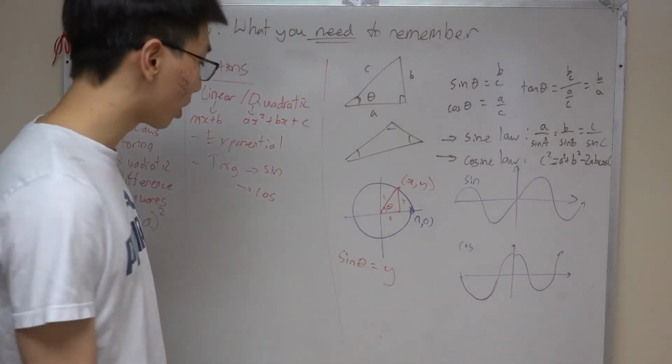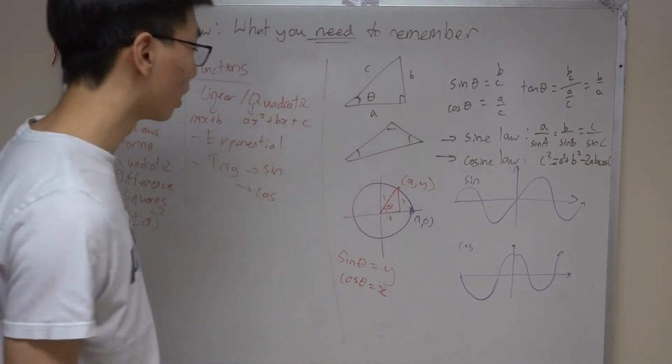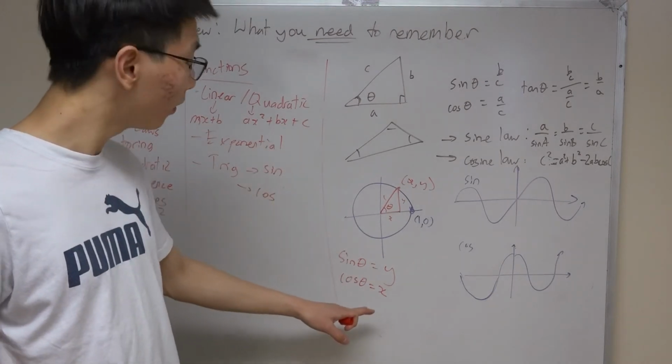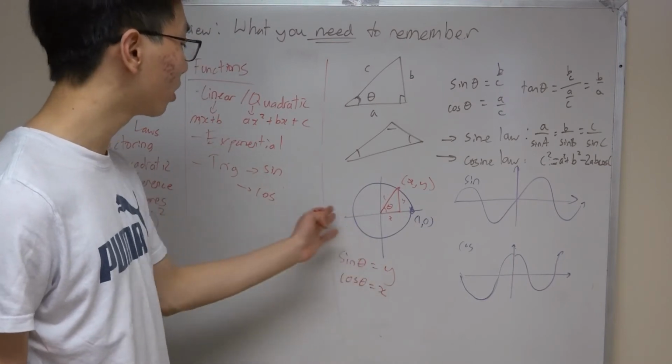Similarly, you could do the same thing with cosine and find out that cosine of theta is equal to x. If any of that is confusing, you should pause the video right now, try and work through it yourself, and you should be getting this. This is something that's pretty critical.